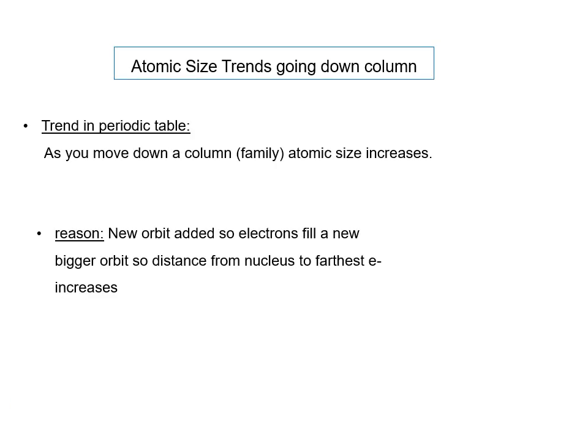The reason for this increase in size is that we're adding a new orbit as we go down a column. And so as we add a new orbit for each row that we go down, we're filling a new, bigger orbit. So the distance of that electron is farther from the nucleus. So that distance of the farthest electron increases as we go down the column.